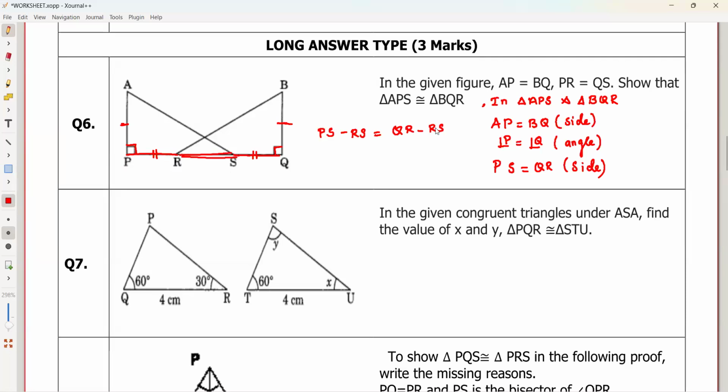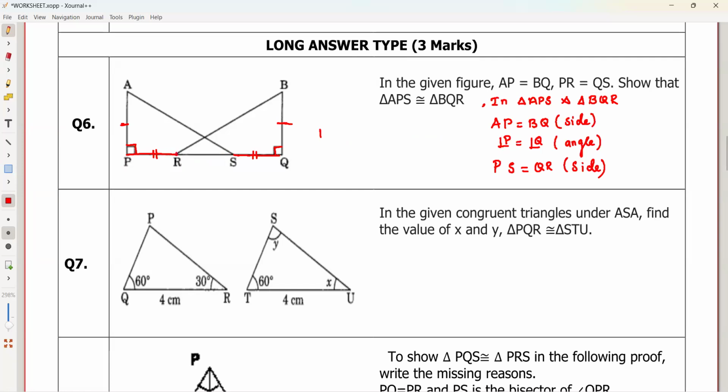If you are subtracting RS on both sides, PS minus RS... no, we need not subtract. We have to add, right? So PR plus this. Okay, so we have to add, then only you'll be getting this. So we have to prove PS is equal to QR. How can you prove it once again? PS should be equal to QR.